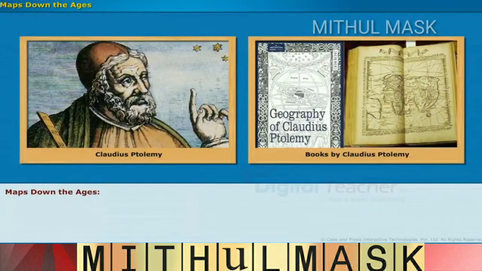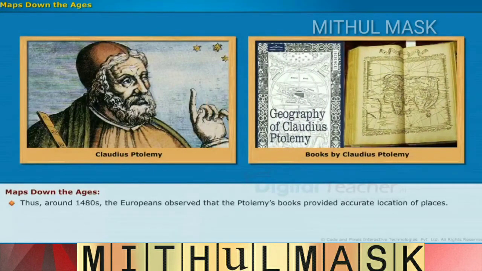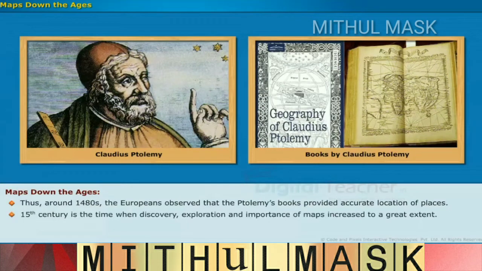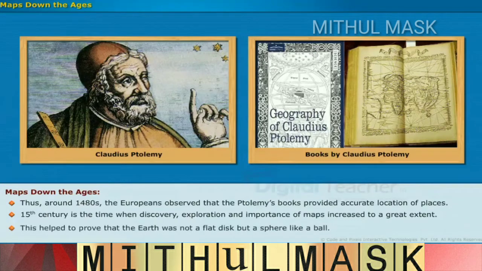Maps down the ages. Thus, around the 1480s, the Europeans observed that Ptolemy's books provided accurate locations of places. The 15th century is the time when discovery, exploration, and the importance of maps increased to a great extent. This helped to prove that the earth was not a flat disk but a sphere like a ball.